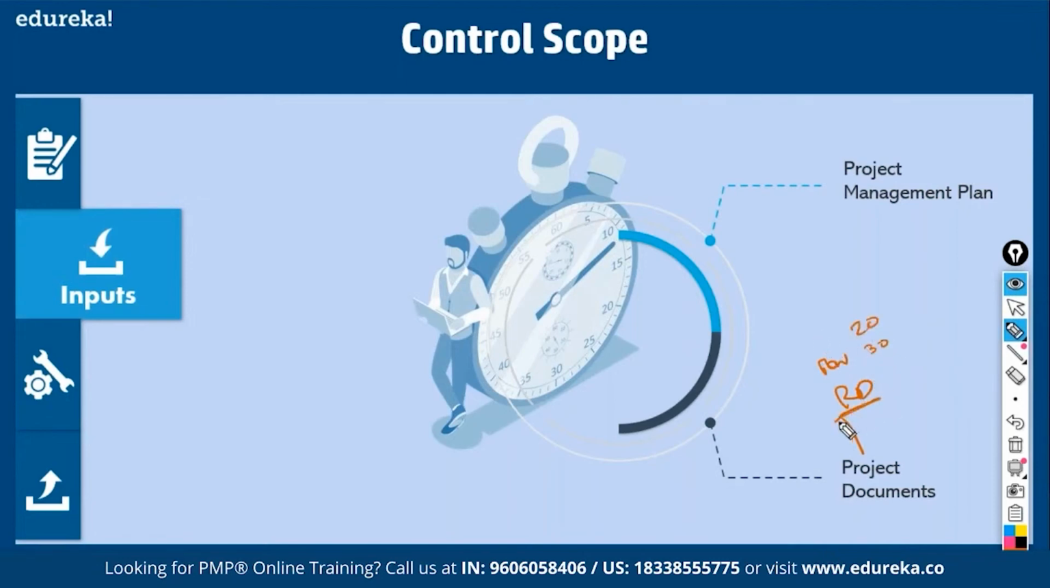So requirement documentation tells you where you under delivered or over delivered, right? Then the requirement traceability matrix tells you what test cases you're supposed to do. Did you test for certain requirements which are not there? Did it cause any scope creep? All that you understand. Okay, project documents, fine.